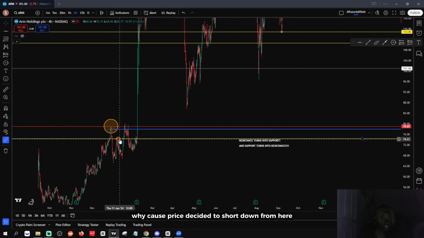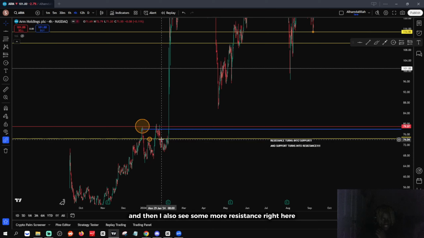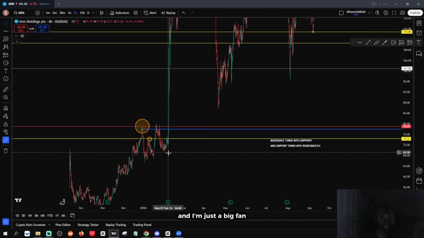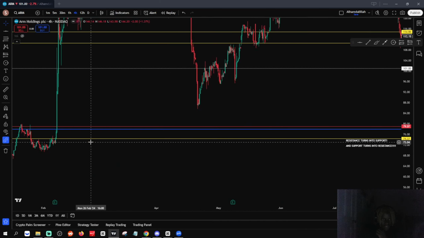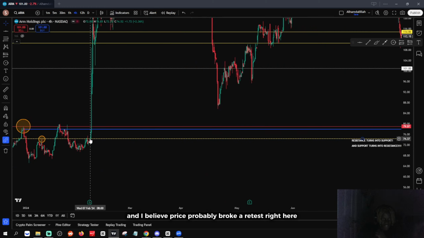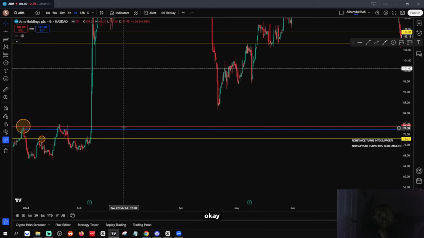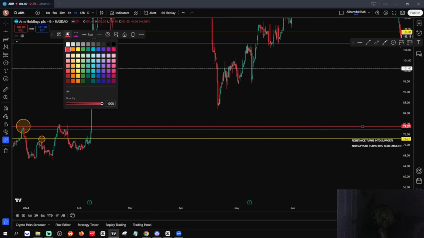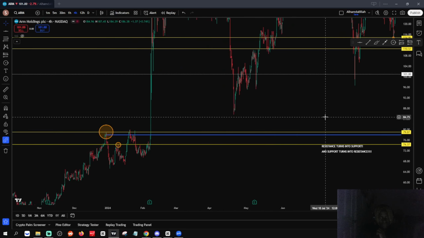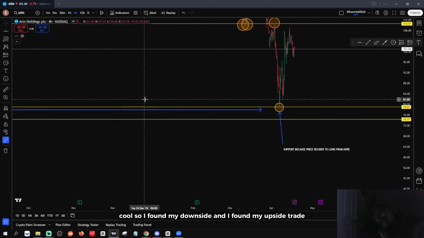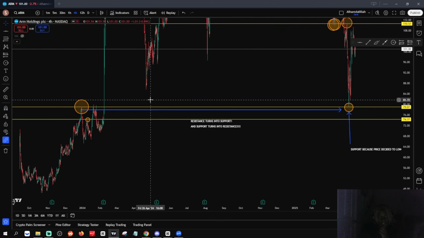Why? Because price decided to short down from here. And then I also see some more resistance right here, and I'm just a big fan. And I believe price probably broke and retested right here and then launched up. So I like this as the take profit. Okay? Cool. So I found my downside and I found my upside trade.